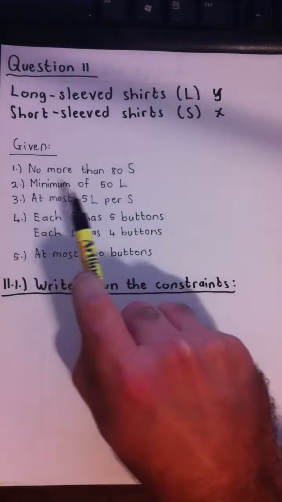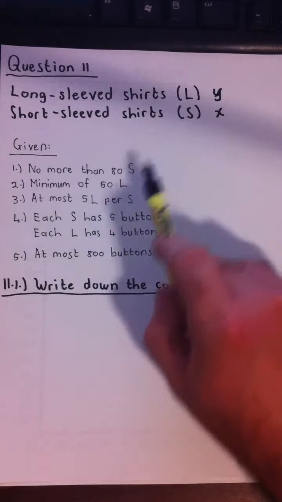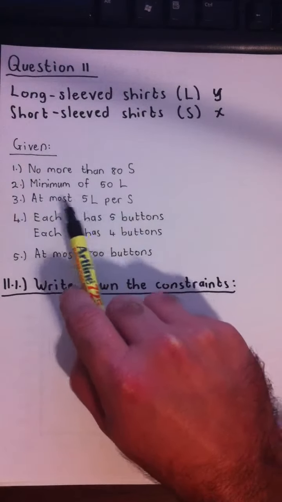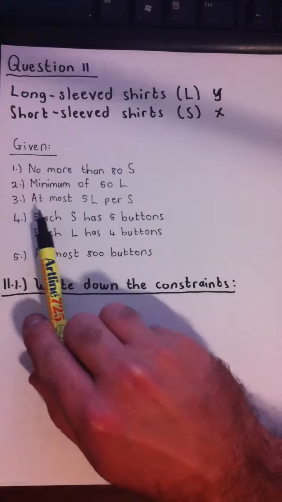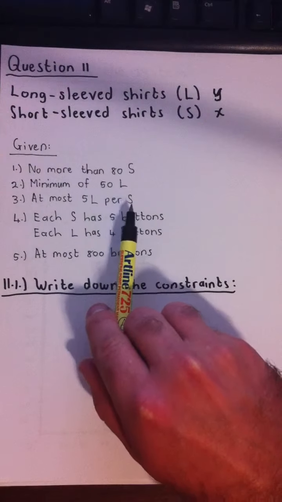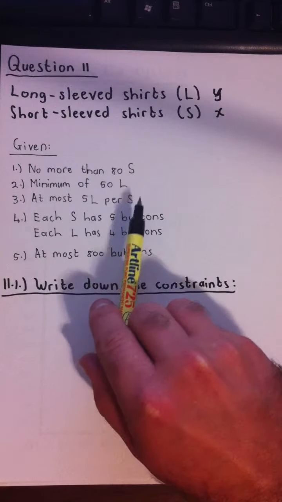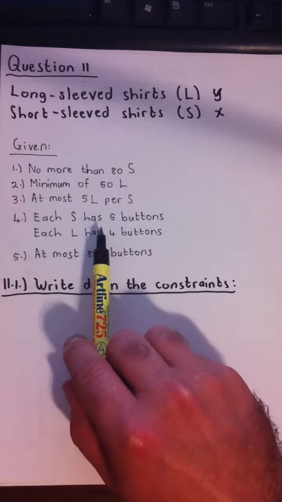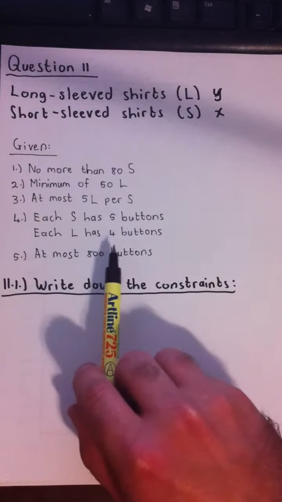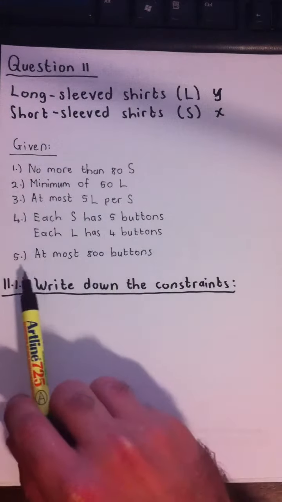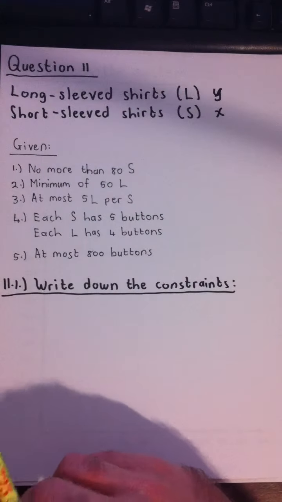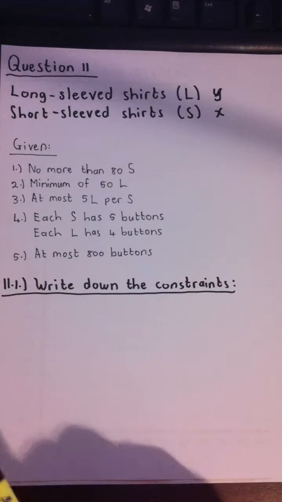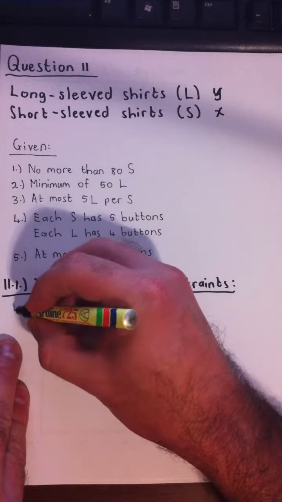So they tell us that no more than 80 short sleeve shirts are to be produced. A minimum of 50 long sleeve shirts are to be produced. At most 5 long sleeve shirts per short sleeve shirt are to be produced. Each short sleeve shirt has 5 buttons and each long sleeve shirt has 4 buttons, and we have a total of 800 buttons available for the production.